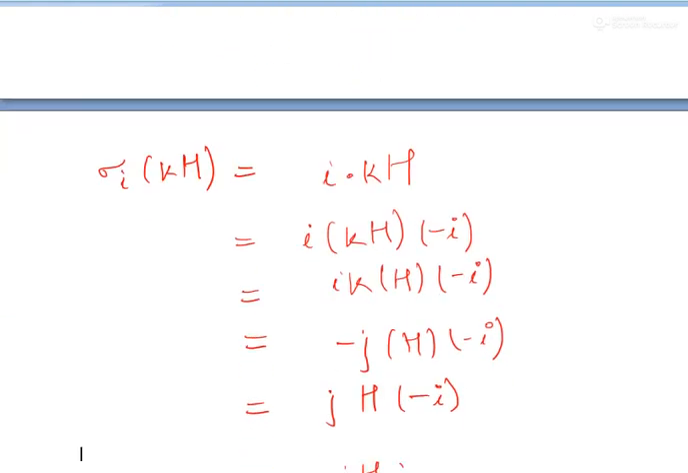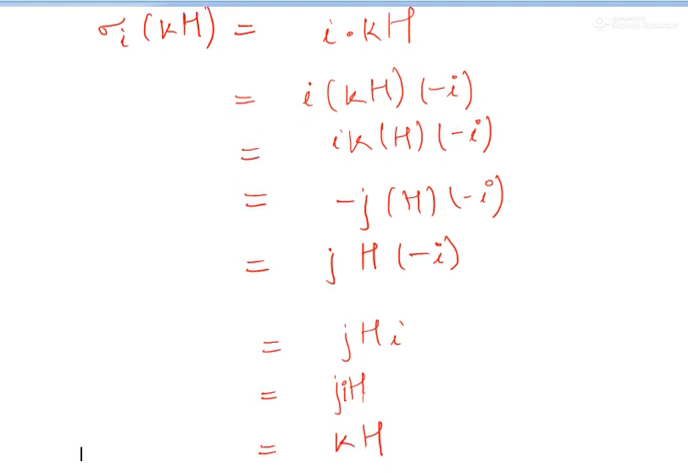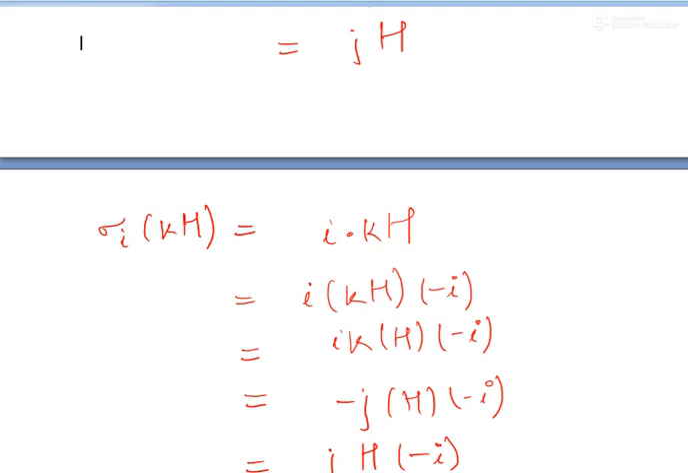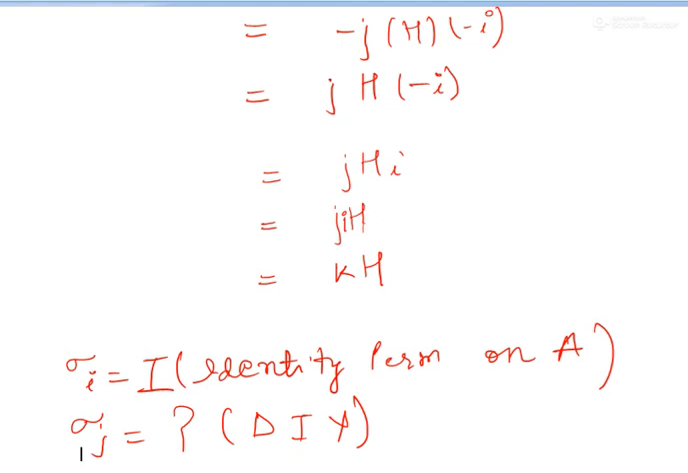And similarly, sigma I of KH you can compute. It is I dot KH, IKHI inverse, that is minus I. It is equal to IKH minus I. IK is equal to minus J, so minus JH minus I. This is JHI, and JIH, which is KH. So sigma I of KH is KH. Thus we see that sigma I takes every element to that element only, so it is acting like the identity map.